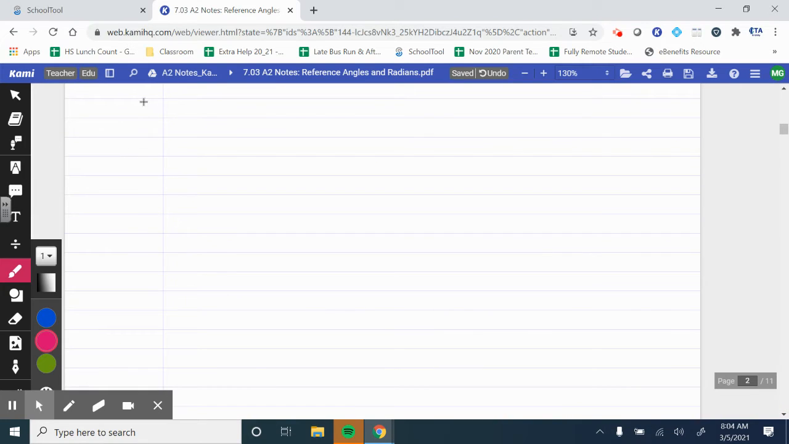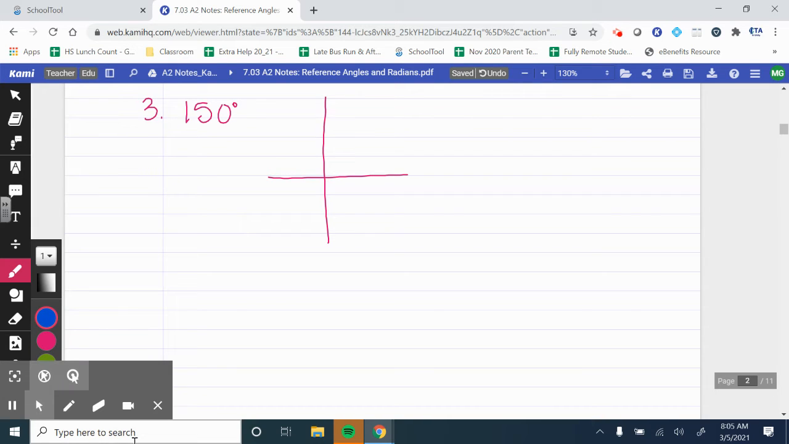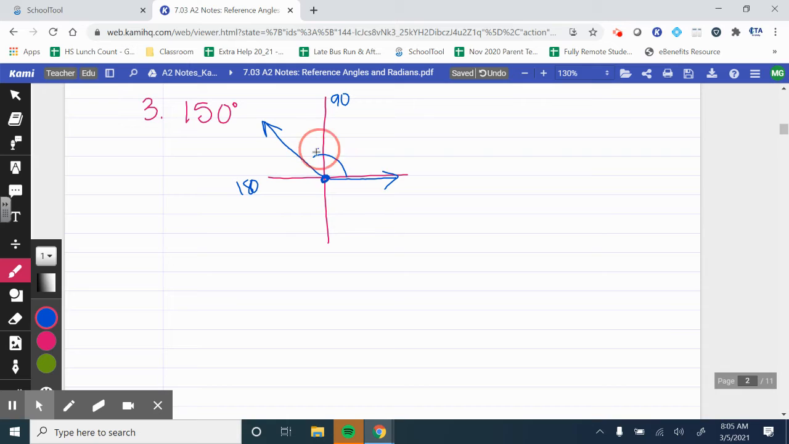Let's do number 3, which is 150 degrees. I'd like you guys to take a minute here and try to sketch that in standard position on that set of axes. All right, so hopefully you said your vertex is at the origin, your initial side's on the positive x-axis, and then to get to 150, we're going to be less than 180, so we're going to be over here. Open 150 degrees with your arrow.